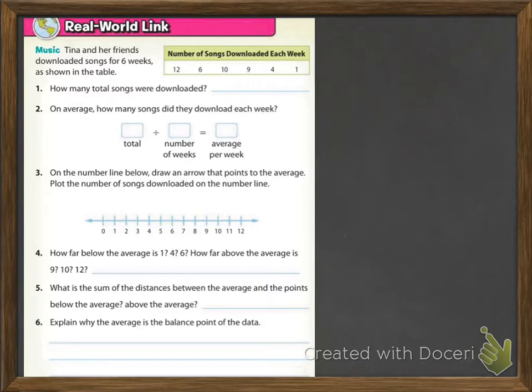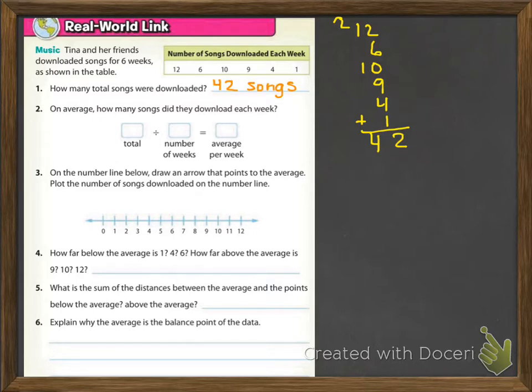So now into the real world link, it says Tina and her friends downloaded songs for 6 weeks, as shown in the table. How many total songs were downloaded? So in order to find the total songs, you're just going to add up the number of songs downloaded each week. So off to the side, I've just made a little addition sentence here. So I've got 6 and 4 make 10, 9 and 1 make another 10, so that's 20, and I've got 22. And carry my 2 up here. 2 plus 1 plus 1, 2, 3, 4. So we get 42 songs. That's the total number that were downloaded.